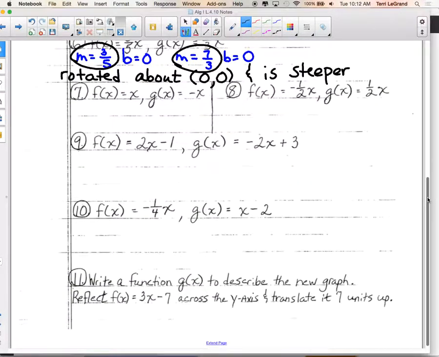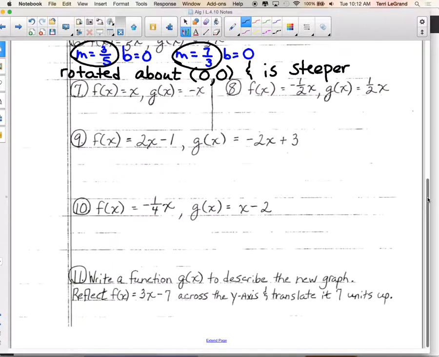Okay, let's look at number 7. Go ahead, turn those up again. Every single time, I don't care how sick of it you are, you're going to identify m and b for both of them. So this one's the parent function: 1, 0. How about g of x? -1, 0. Okay?